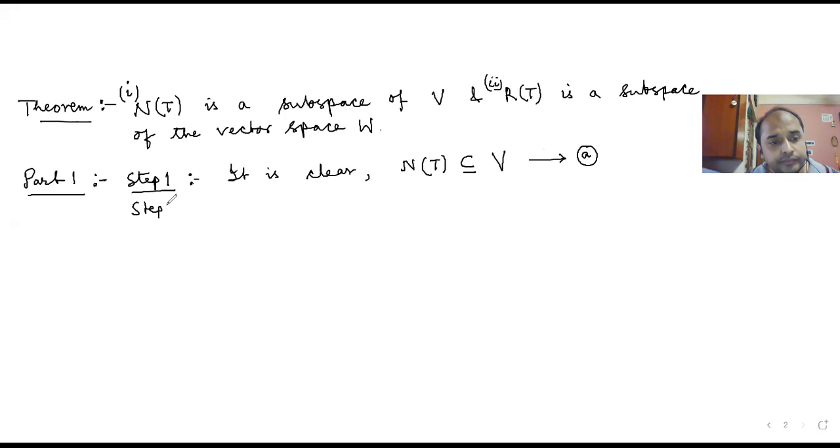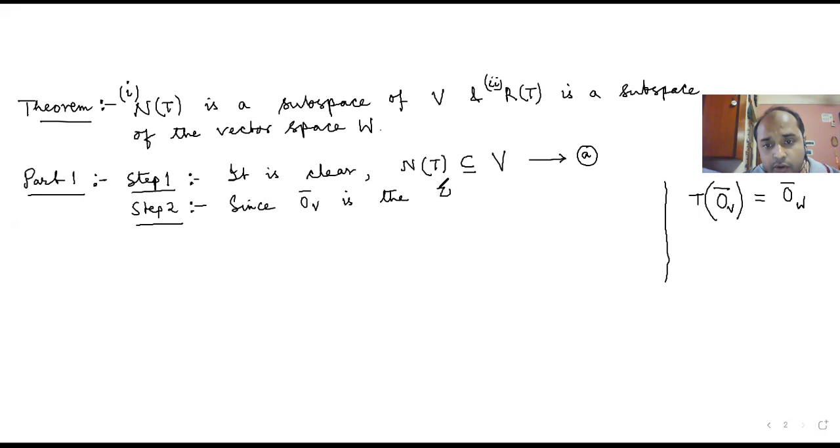Step number 2. If you have gone through my video of the last class, probably you have seen that I wrote a particular property like this, that if we consider the zero vector of the vector space V, and if I operate the transformation on it, then we get zero vector of W. This was the first property which is stated in the book, just after defining what is linear transformation. So since 0 bar V is the zero vector of V, T of 0 bar V is equal to the zero vector of W.